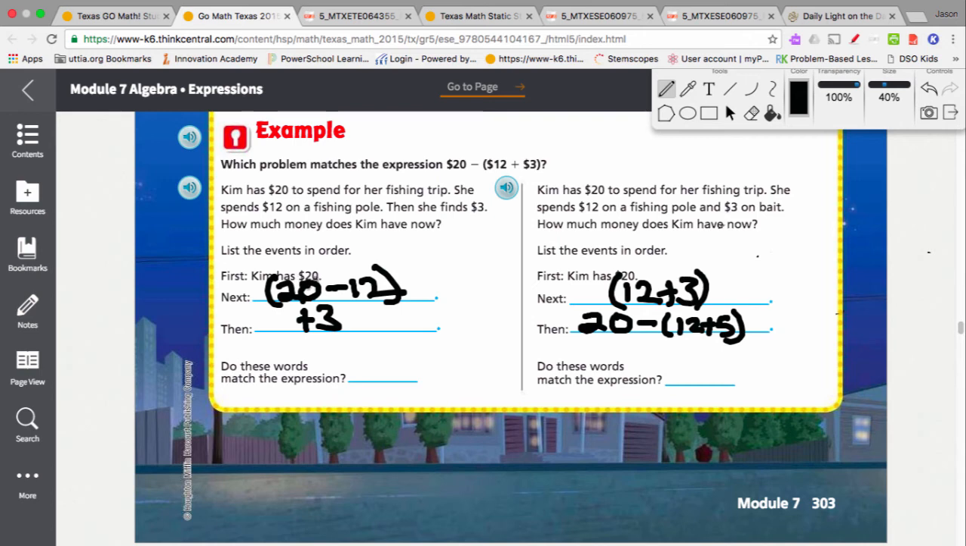Now, what difference does it make? Well, 20 minus 12 is 8. Add 3 and you get 11. But 12 plus 3 is 15, and if you subtract 15 from 20, you get 5. So they don't make the same answer. It matters which order we do it in. We have to understand what the question is asking us to do. So, do these words over here match the expression 20 minus 12 plus 3? No, they do not. These over here, 20 minus the sum of 12 and 3, they do match the expression.